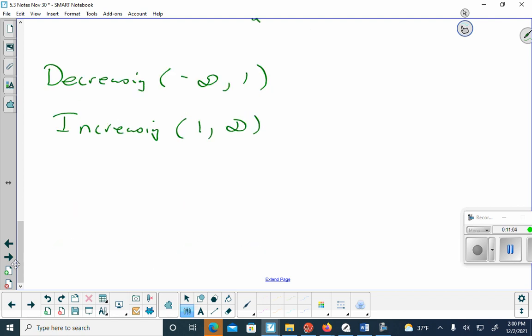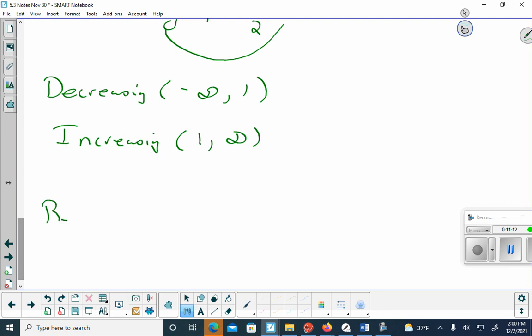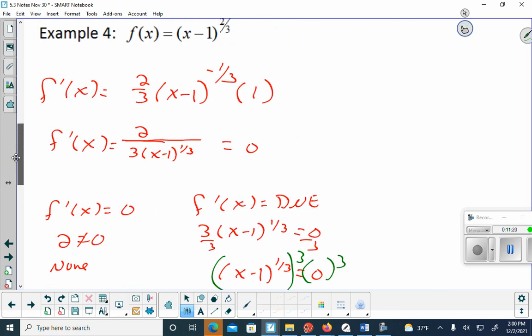So do we need a visual representation? We're going down, down, down, then we're going to go up, up, up. So what is that 1 going to be? Relative min. Here's why this one does it, is because this is an odd root. Does that make sense?